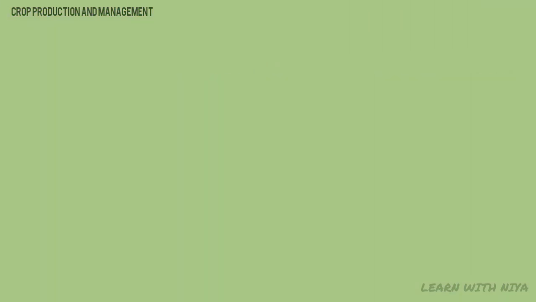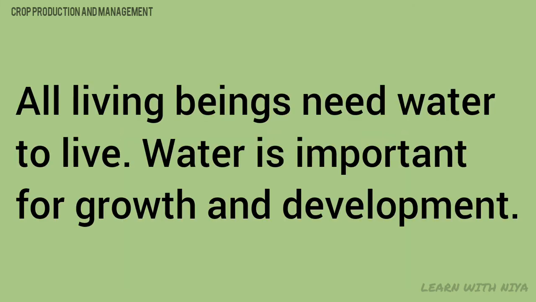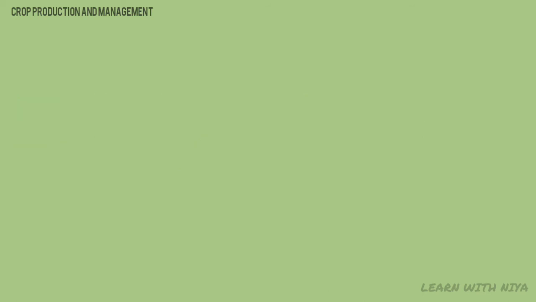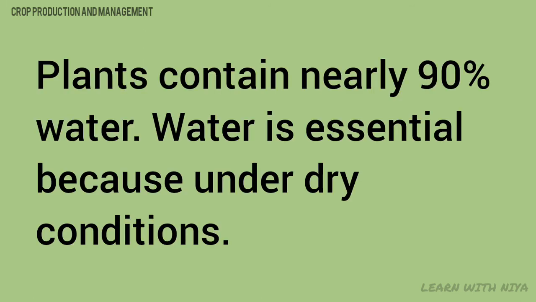The next step in agricultural practices is irrigation. All living beings need water to live. Water is important for proper growth and development. Water is absorbed by the plant roots. Along with water, minerals and fertilizers are also absorbed. Plants contain nearly 90% water.